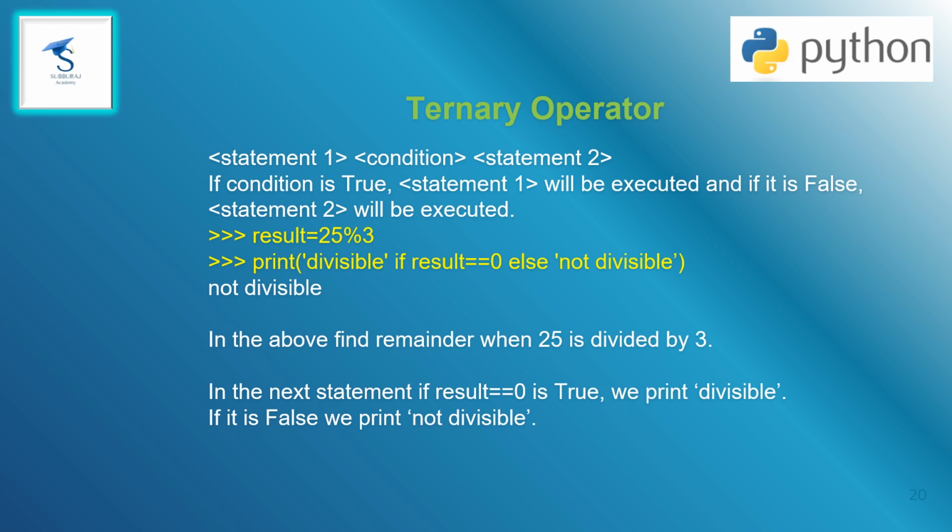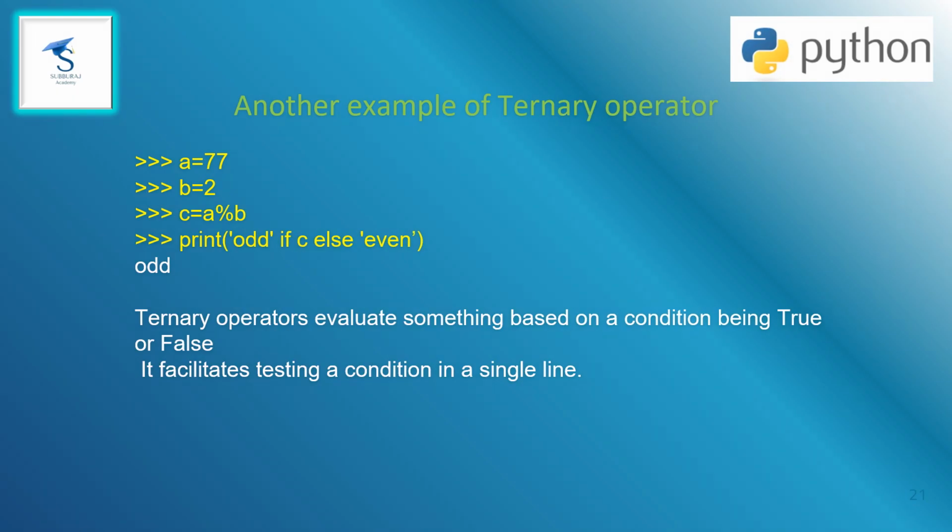Okay. The next slide. You can take another example. Given A is 77, B is 2. C is A percent B, which means A divided by 2. What is the modulus? That is 1. Print odd if C, else even.